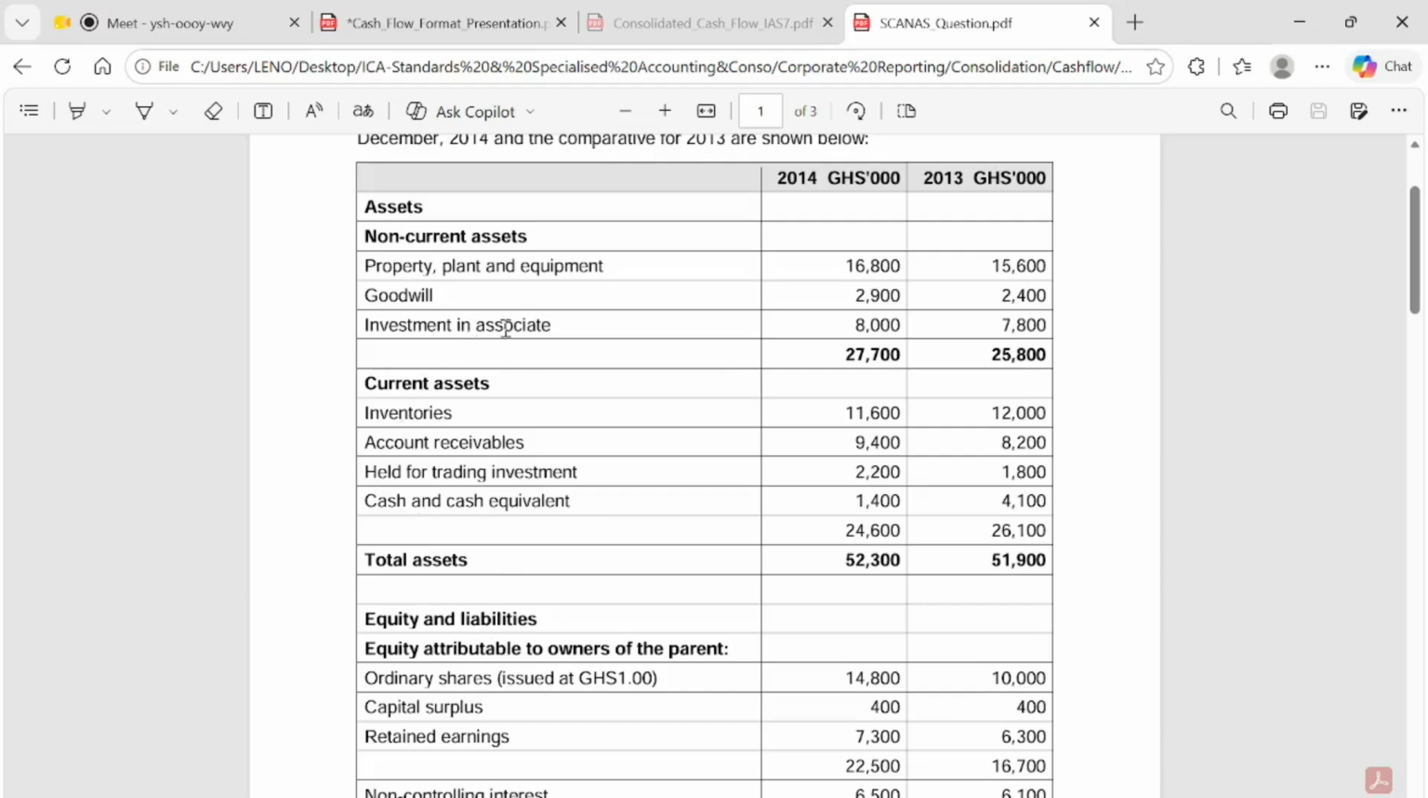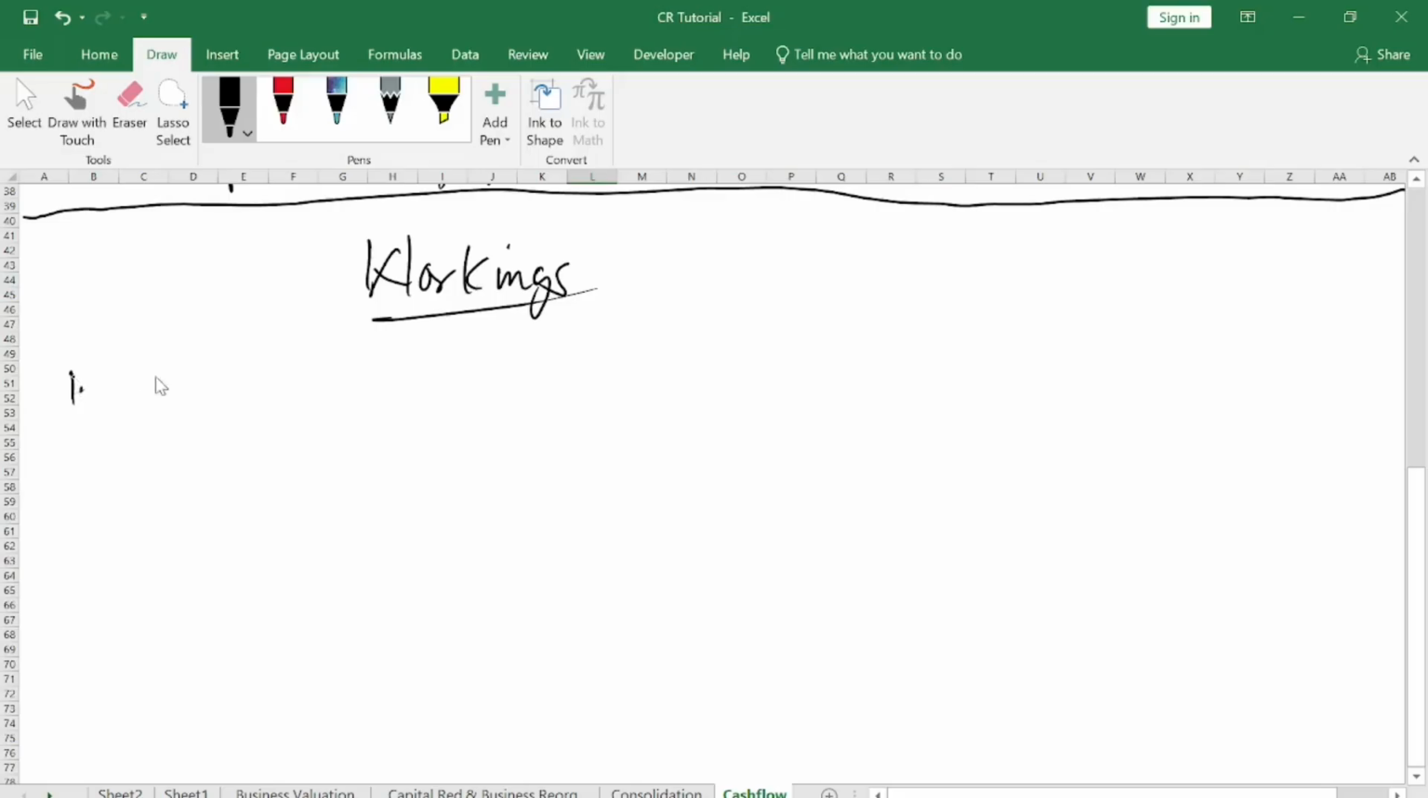Now, which item is first? In the statement of financial position, PPE. Then you come here. One, PPE. You pick the PPE from the first one. You say purchase of PPE. Now, this purchase of PPE will go to where? It's an investing item, investment activity item.